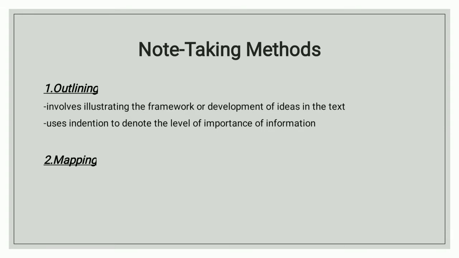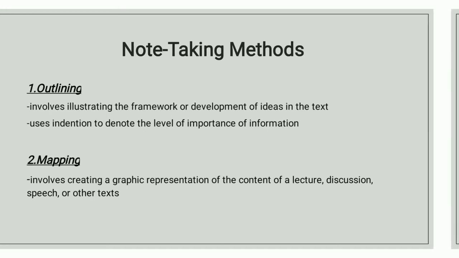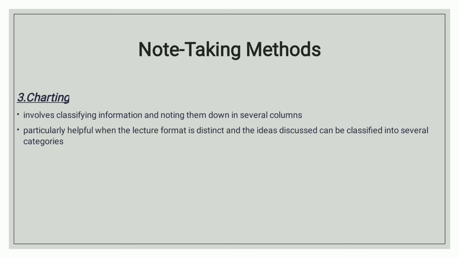Next is mapping. This involves creating a graphic representation of the content of a lecture, discussion, speech, or other text. This method makes it easy to illustrate the connection between ideas. Third is charting. This involves classifying information and noting them down in several columns. This will be particularly helpful when the lecture format is distinct and the ideas discussed can be classified into several categories. So once you have made a table and written the headings, you can just note down information under each category.